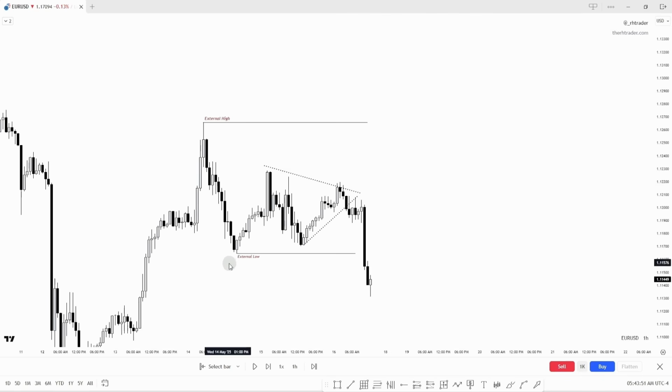And there we have it. We have the external low taken aggressively when we have equal lows present. At this point, the retail pattern traders want to position themselves short, but we'll be looking for long positions because we have taken out an external low.